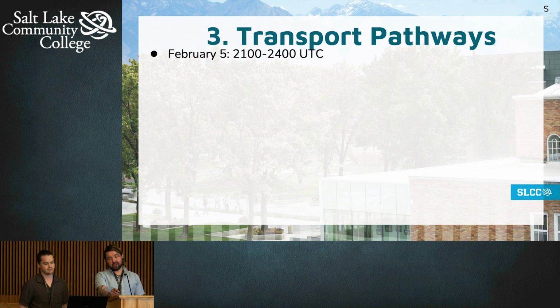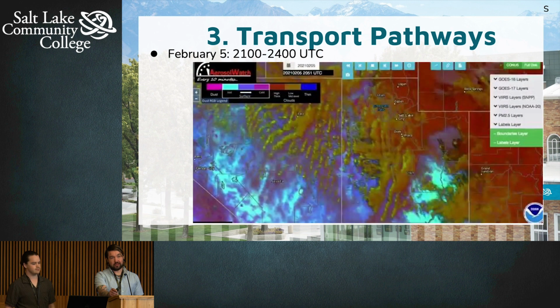So here we're going to watch a short video of transport pathways. This is taken from GOES 16 satellite imagery. It's going to be showing RGB values with pink being dust.